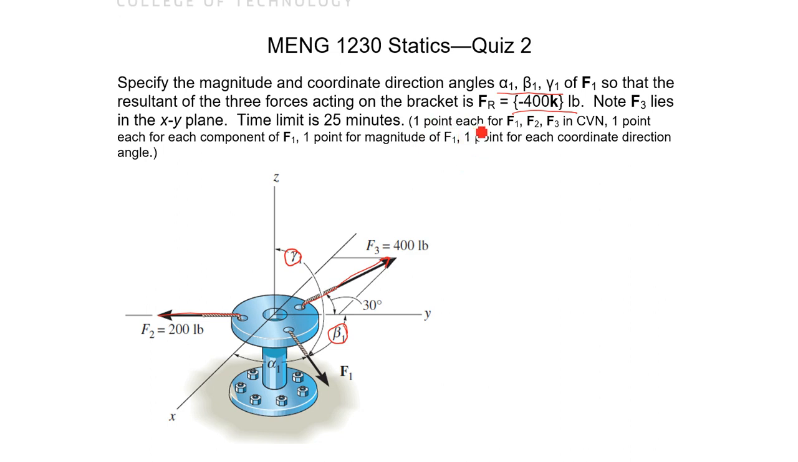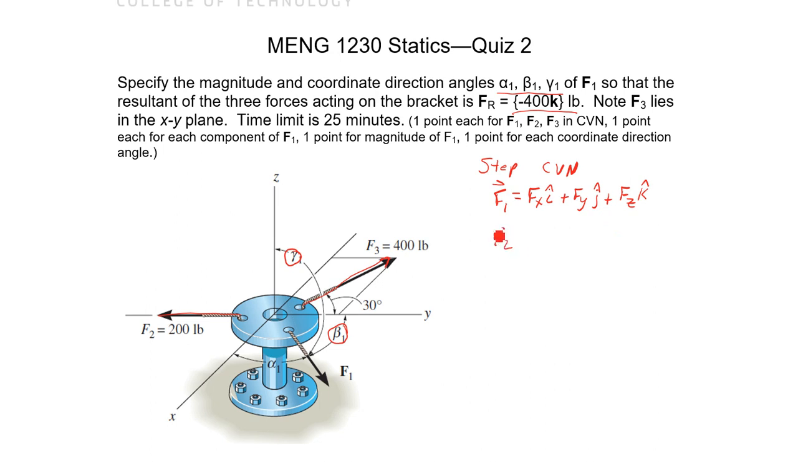Then we get some points here for each force in Cartesian vector notation, 1 point for each component of F1, 1 point for the magnitude of F1, and then 1 point for each coordinate direction angle. Alright, so step 1, getting in CVN. We'll start with F1, and I was looking for just something like this, Fx in the i direction plus Fy in the j direction plus Fz in the k direction, and that would have been sufficient.